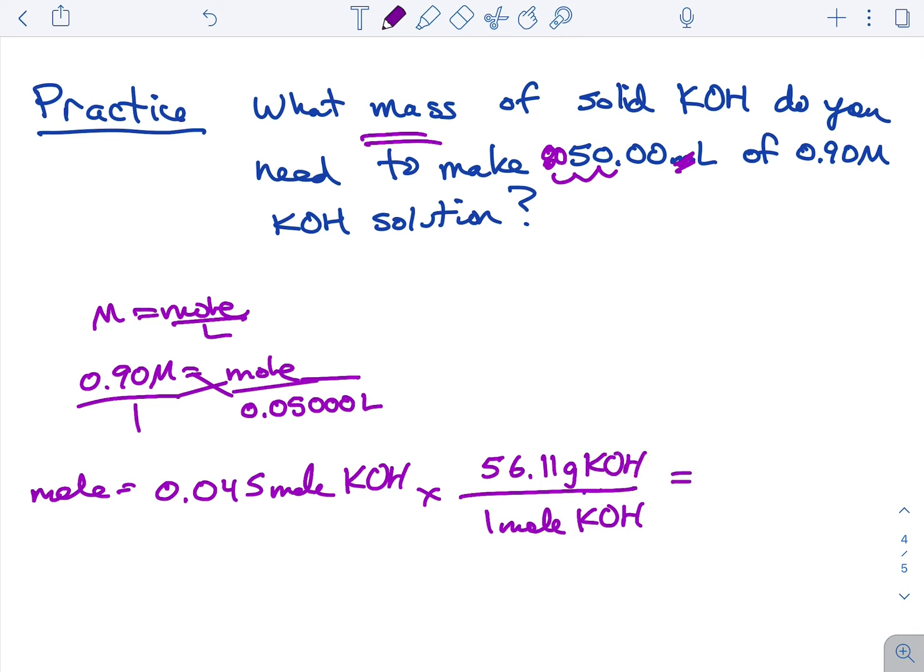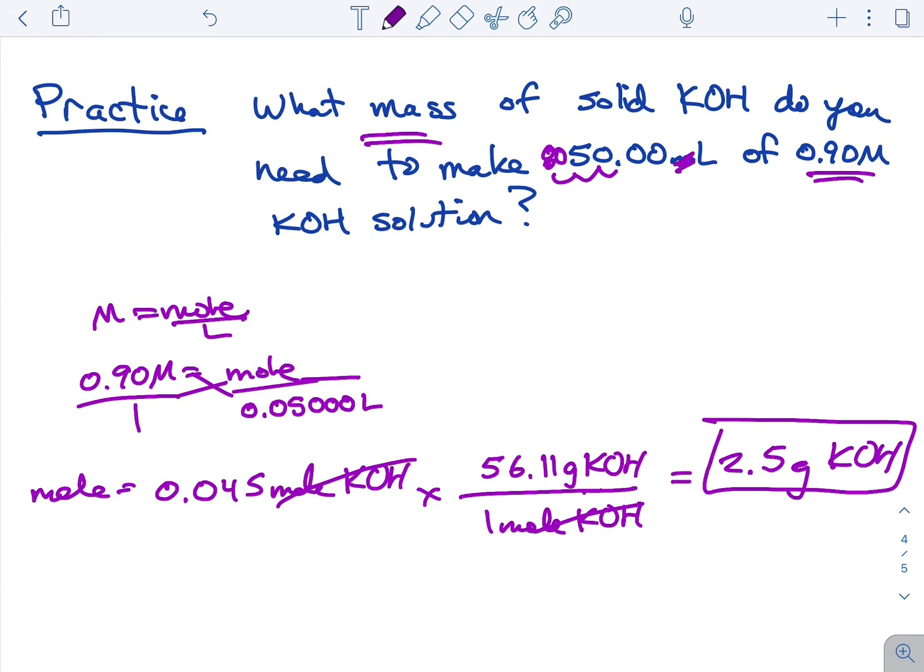And now we're done, right? So all of these are just one step because they're just grams to moles or moles to grams. So moles cancel, so we actually did that in the right order this time. So that's 2.5, because we've only got 2 significant digits in that one. So that's 2.5 grams of KOH that we're going to need to make this solution.